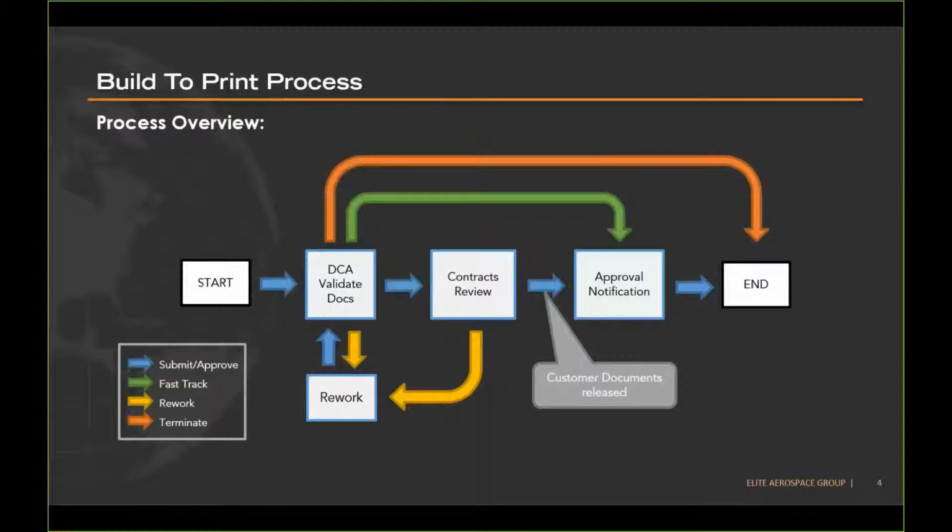Once all 4 departments complete the review, the documents are released in Windchill, which makes them available to the downstream roles, such as production. And the process will move on to approval notification.